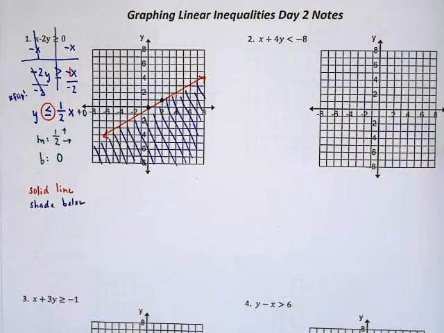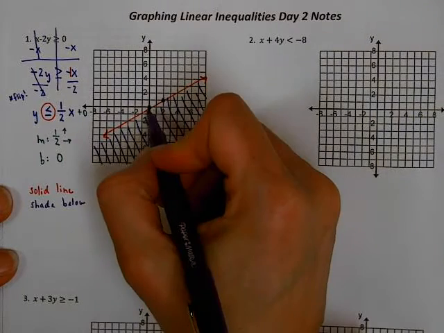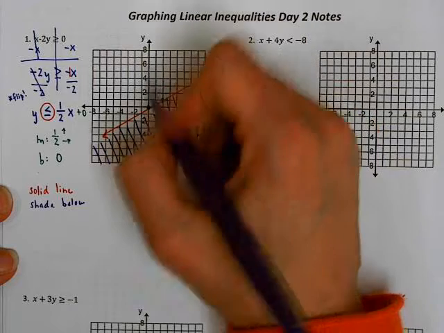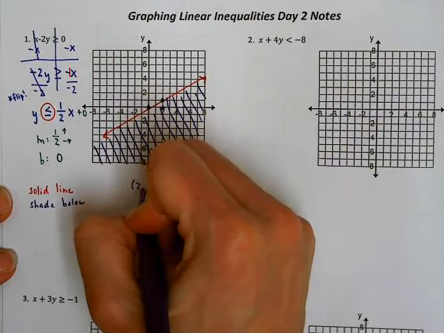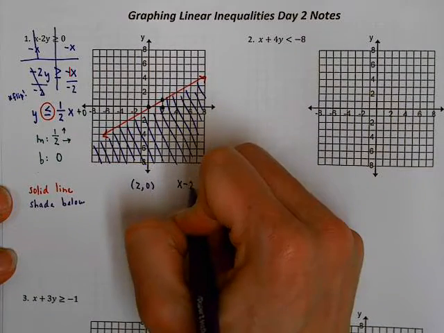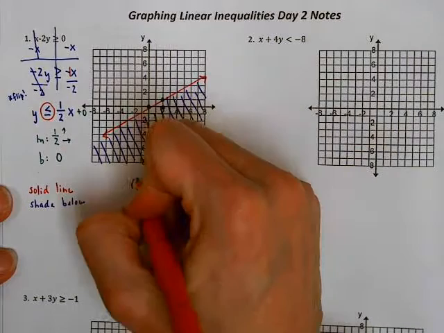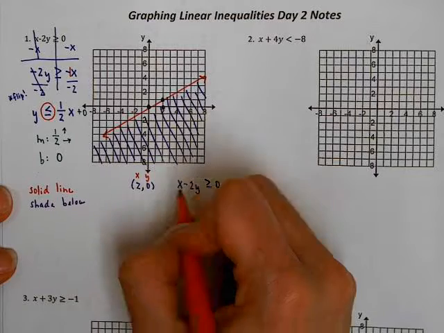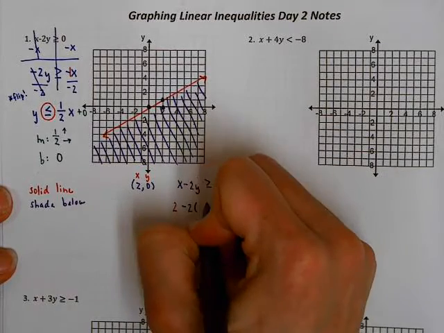Now, I always like to test a point to make sure I did this right. Obviously, in this case, 0, 0 is on the line, so that's not a great one. So, I don't know, I'm going to check maybe this point here, which is 2, 0. So my original inequality was x minus 2y is greater than or equal to 0. I know this is my x and my y. So when I go to substitute, x is 2. Then I have minus 2.